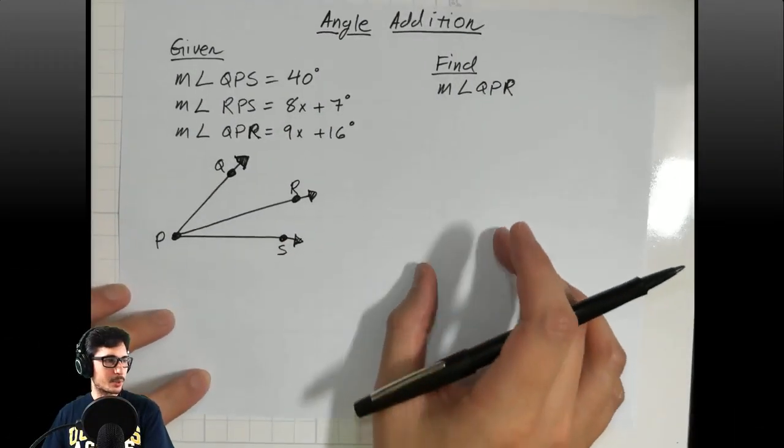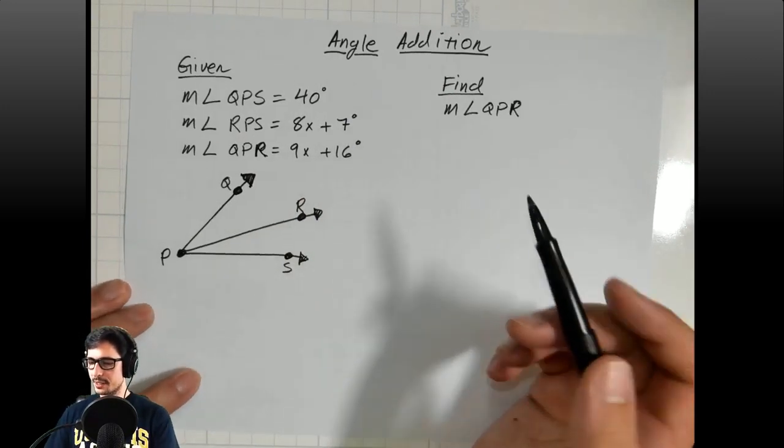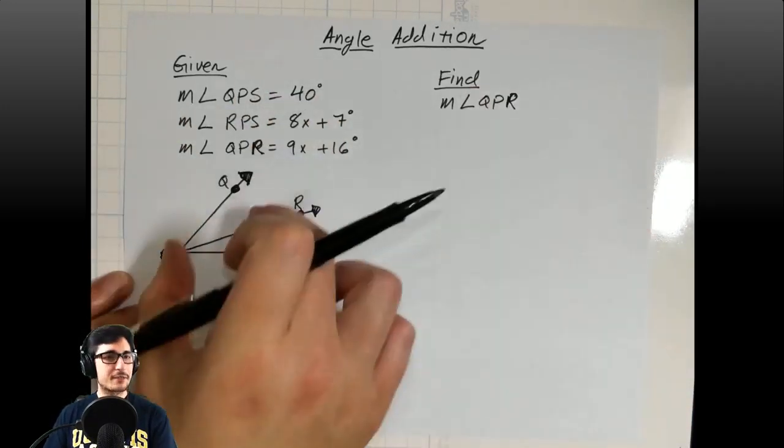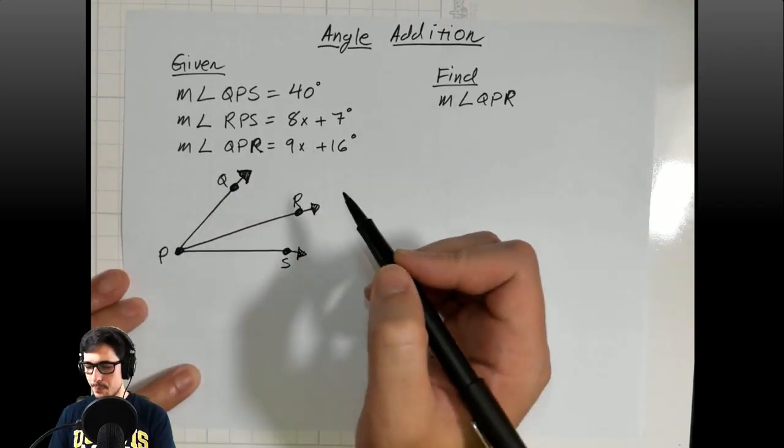Today we are going over angle addition. So let's do this. Okay, so we have the problem on the board here. We have angle addition title at the top, and one of the things that we see here is that we have three sections of this problem. So we have a given section, a find, as well as a picture.